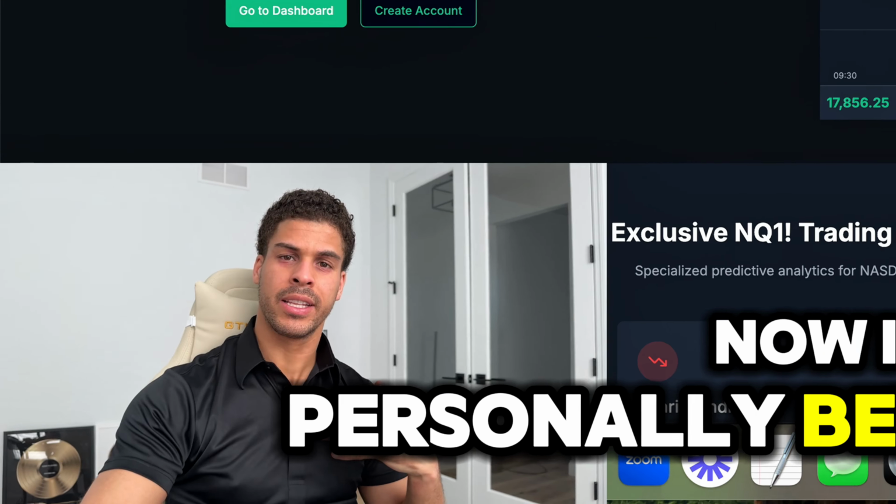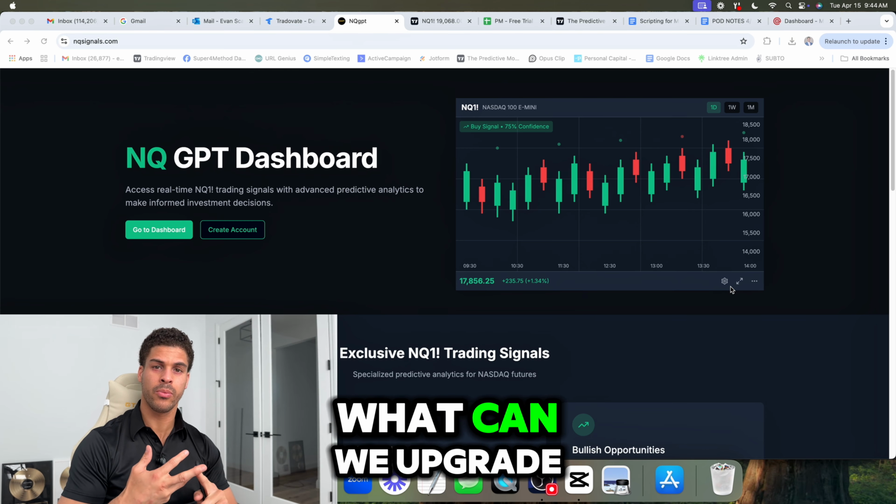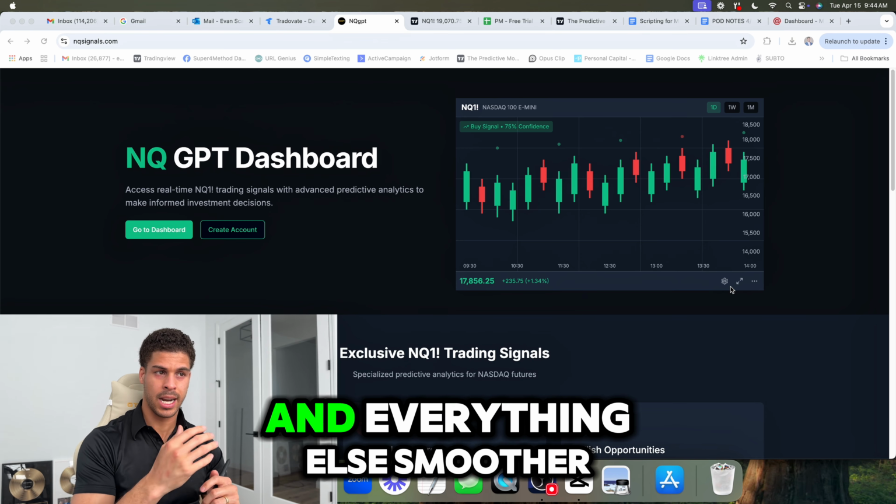Now, I personally believe that these signals are already good enough to charge a lot of money for. The reason I'm making it free is twofold. Number one is I need to see what it's like when I have multiple hundreds of traders using these signals. Did the system still work? Does anything break? What can we upgrade or improve to make the process and everything else smoother?